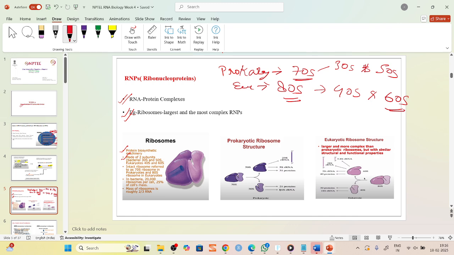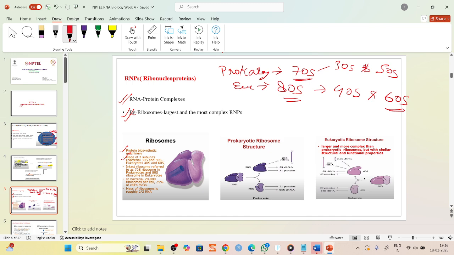Okay. So now here what I was telling you, that the prokaryotic ribosome is 70S and it has two subunits, 50S and 30S. The 50S subunit again has 23S rRNA, 5S rRNA and 31 proteins, and the 30S subunit again has 21 proteins and 16S rRNA. Whereas when we talk about the eukaryotic ribosomal structure, it is much more complex than the prokaryotic ribosomal structure.